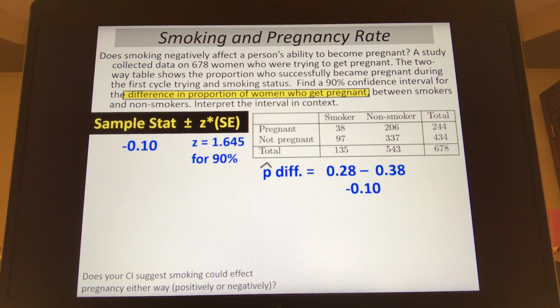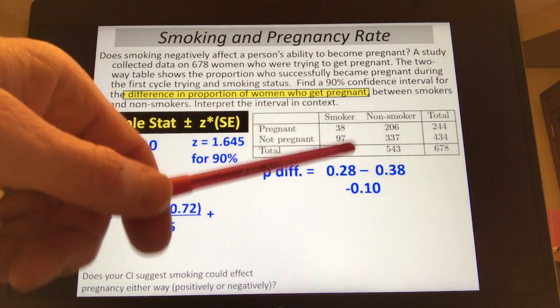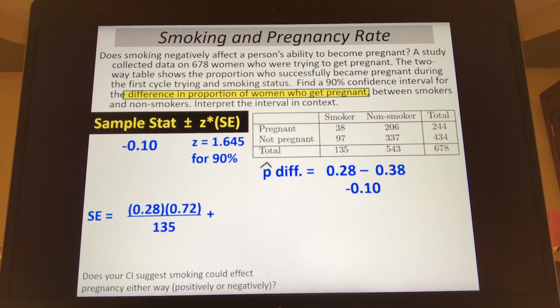Now, standard error, that's where, bingo, the new formula comes in. So, most of what we're doing today is getting the practice of using that new formula. Nice and convenient if you're rounding to two decimal places as you're doing that. So the sample size for the smoker group is 135. 28% of them got pregnant, 72% didn't get pregnant.